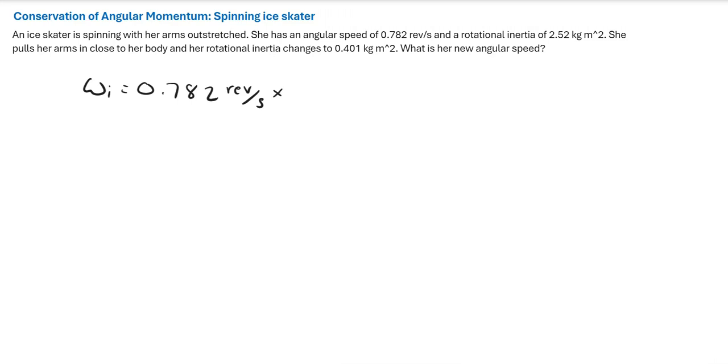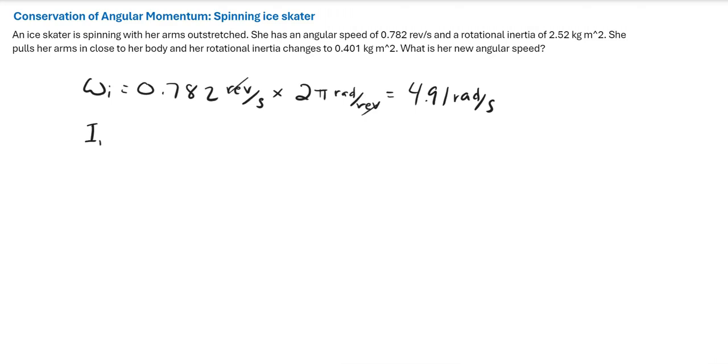So let's just multiply this by 2 pi. When you multiply something by 2 pi, that's like saying radians per revolution. So that's one full circle, 2 pi radians, one revolution. And that way revolutions cancel out and you get radians per second. And so this is going to give us 4.91 radians per second.